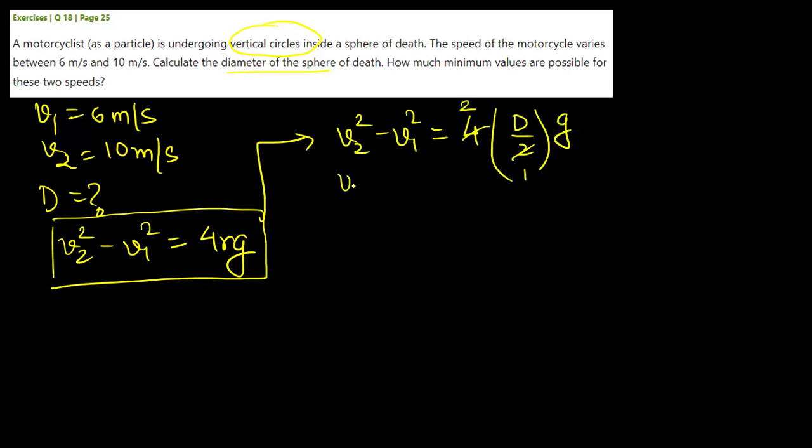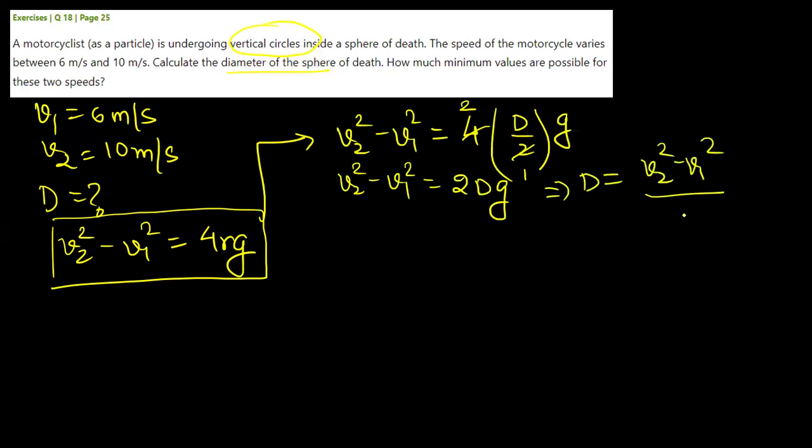So I can say v2 square minus v1 square equal to 2dg, right? So therefore I can write diameter equal to v2 square minus v1 square upon 2g, and when you substitute the values, you get the diameter as 3.2 meter. So substitute and you get the value 3.2. v2 is given to you, v1 is given to you.